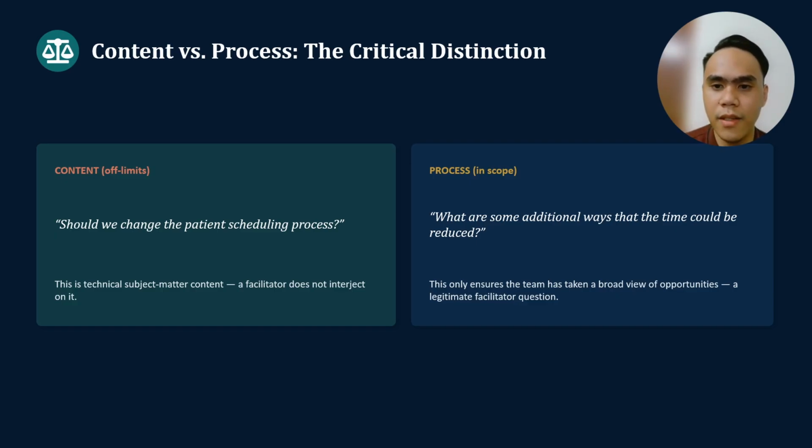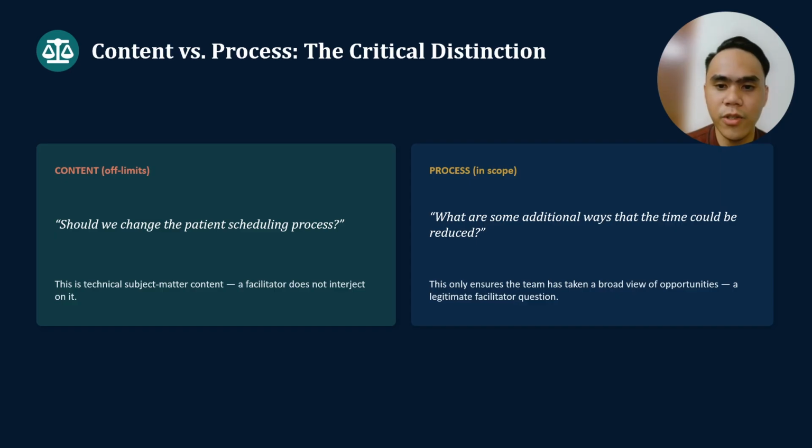On the process side, though, at the appropriate moment, the facilitator might ask, what are some additional ways that the time could be reduced? Notice how different that question is. Even though it's about the same topic, it is not proposing a solution at all. It's checking whether the team has taken a sufficiently broad view of the opportunity space before converging on an answer. So that's a pure process intervention. It does not tell the team what to think. It makes sure the team is thinking broadly enough.